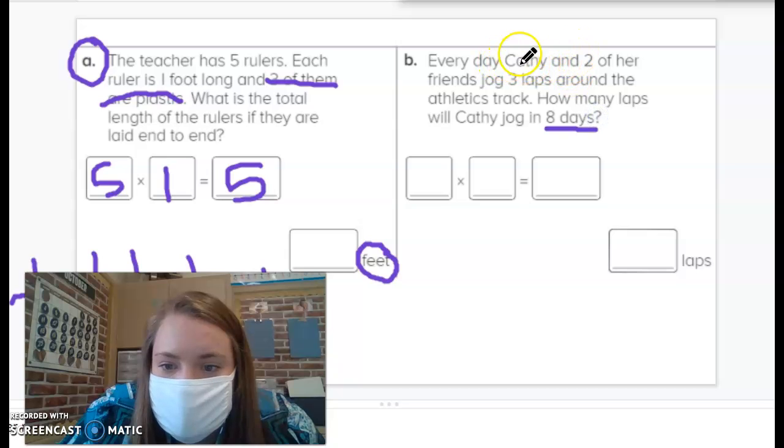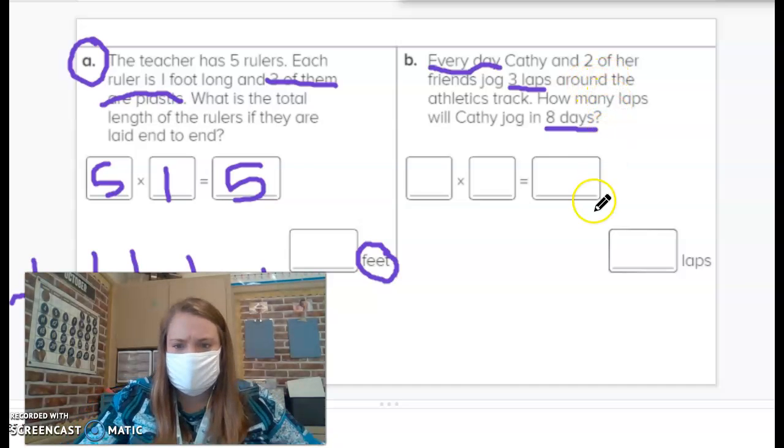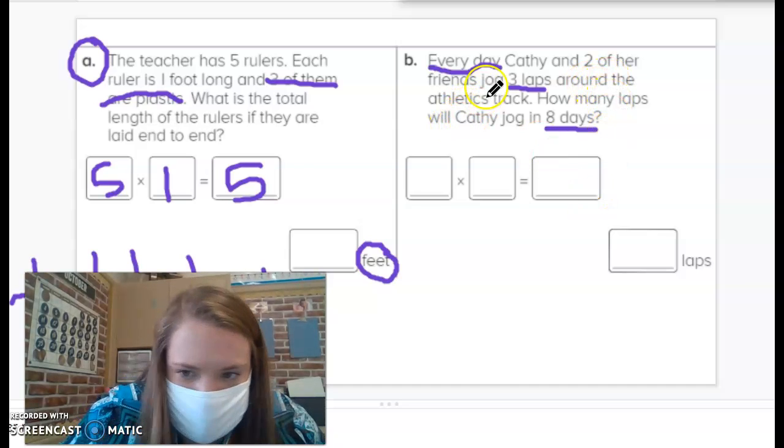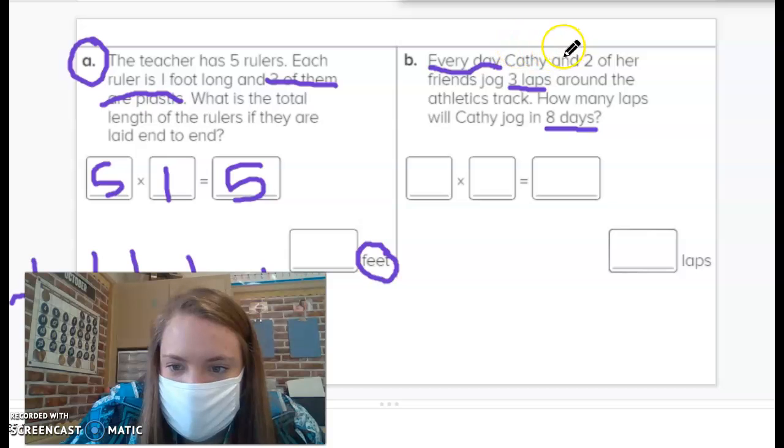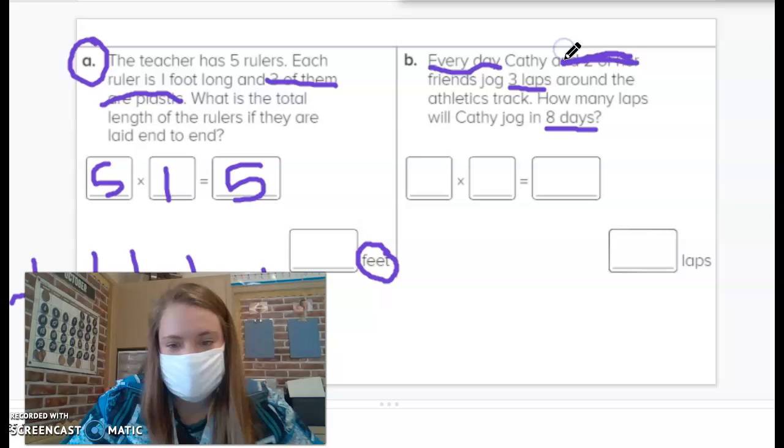It says, each day Kathy and 2 of her friends jog 3 laps around the athletics track. How many laps will Kathy jog in 8 days? So Kathy and 2 of her friends jog 3 laps every day. Do we care how many friends are jogging? Because it's just wanting us to know about Kathy. No. So I'm going to cross that out. And her two of her friends, I'm not worried about that. That's just extra information that I'm not worried about.